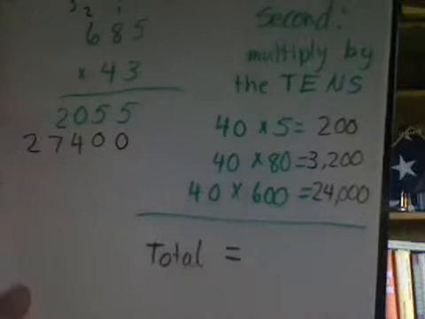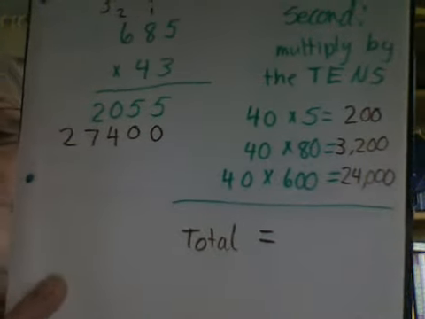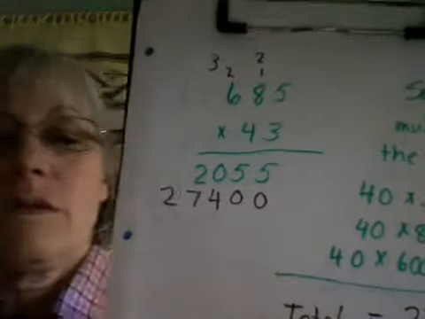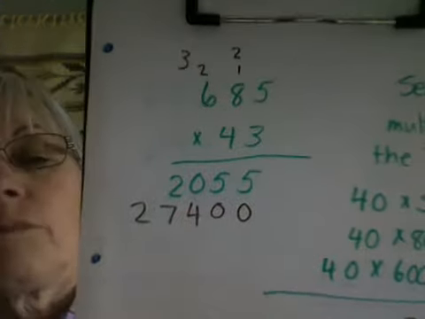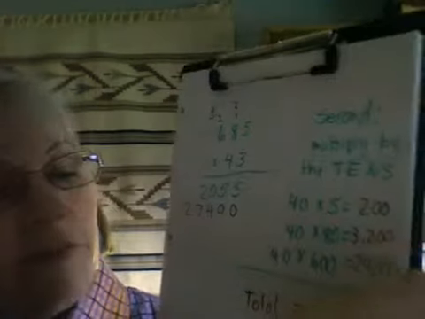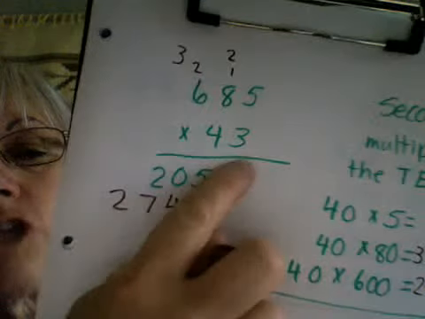Okay, and when we add those all up together, we have a result of 27,400. And those need to be placed under the previous result with the numbers in the proper place value columns. I'll do it over here in the problem so you can see how the regrouping is shown.